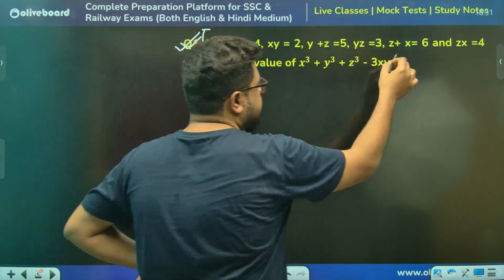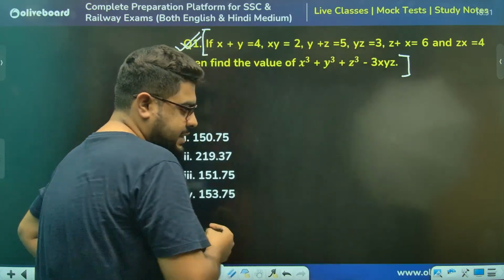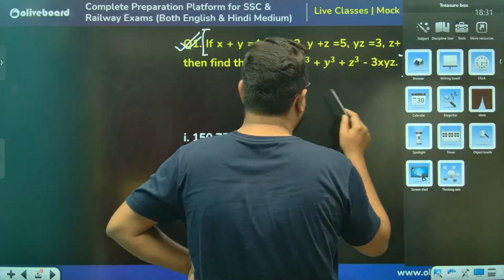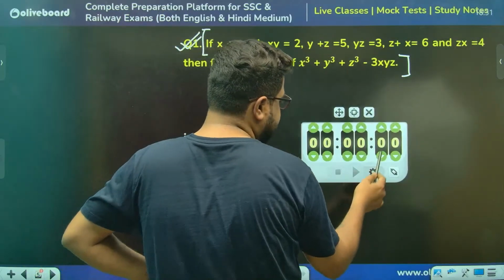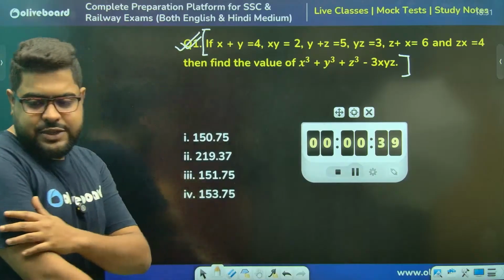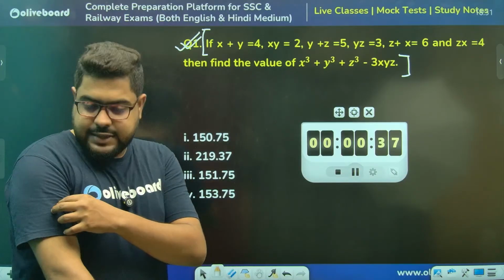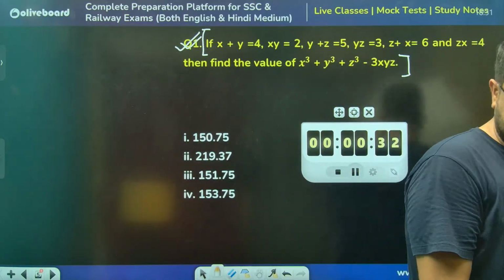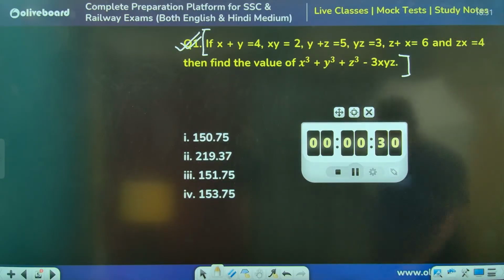First question in front of you guys is this one. I'll give you a few seconds to try the question, then I'll give you the solutions. So 40 seconds for this question. Let us try to solve this very quickly. Everyone, give it a try.